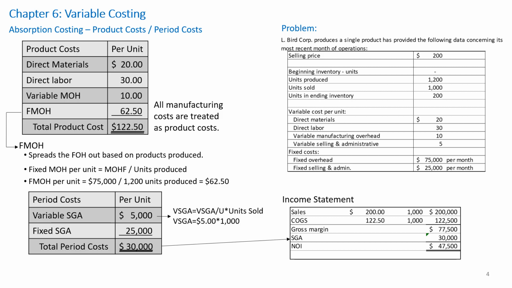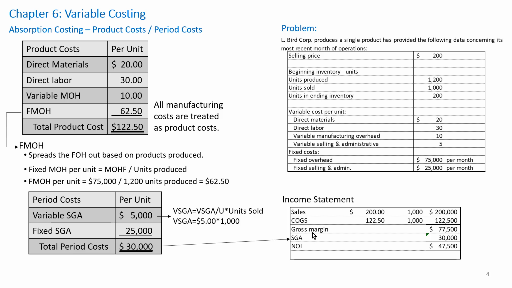We can now prepare the income statement. Sales revenue is going to equal selling price times quantity sold, or in this case, $200 was our selling price. We sold 1,000 units, so we have $200,000 in sales revenue. Our cost of goods sold is $122,500, and that's determined by taking the total product cost of $122.50 and multiplying it by the 1,000 units sold. The gross margin is the difference between the sales revenue and the cost of goods sold, or $77,500.